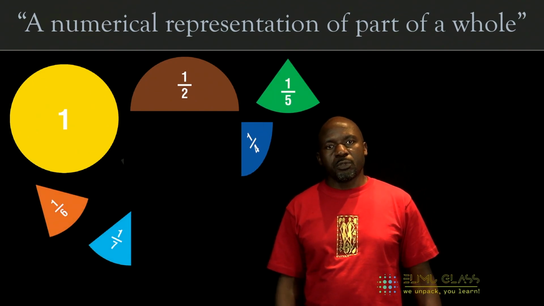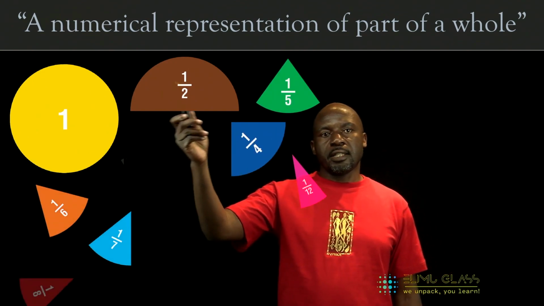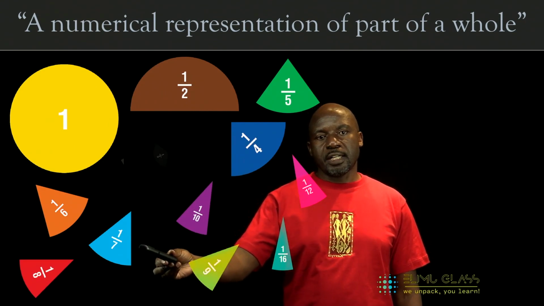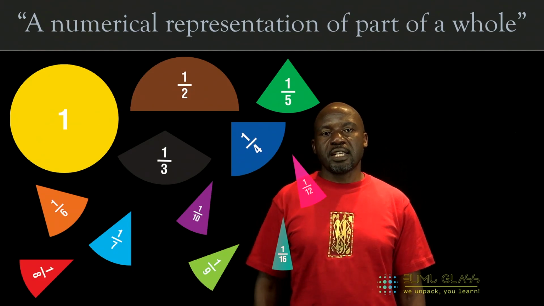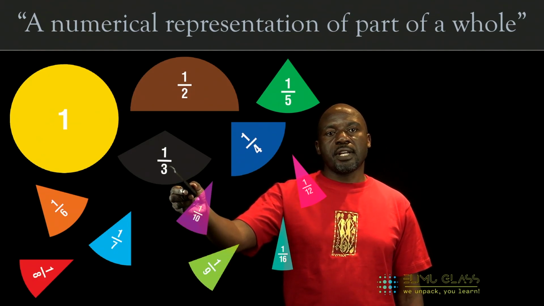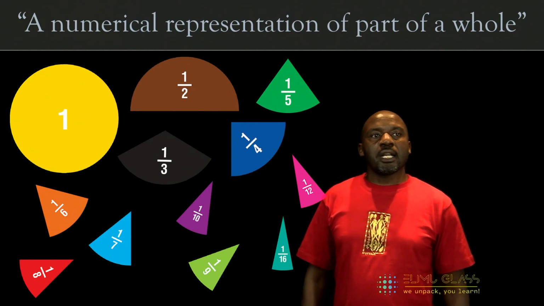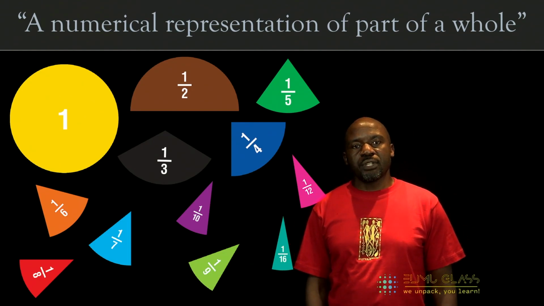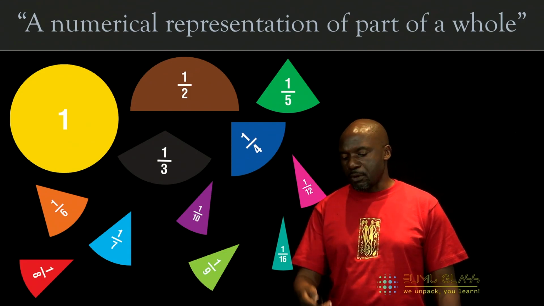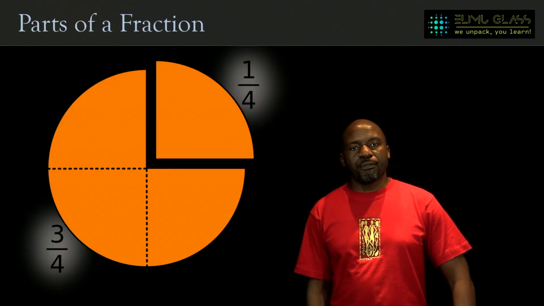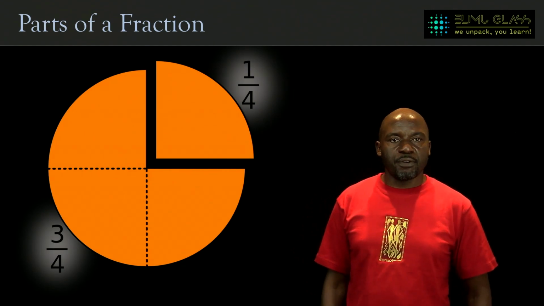So the circle could splinter into 2 parts so that each part is a half, or into 7 parts so that each part is 1 out of 7, or into 3 parts so that each part is a third, and so on, right? So the splitting up of a whole gives us a fraction, a part of a whole, okay? Good. Now let's see parts of a fraction. Again, this is something we are familiar with.